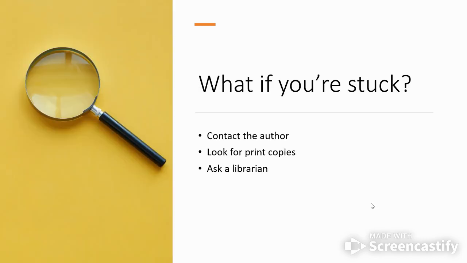What if you're stuck? Despite all of the above, sometimes there are still problems. A few options. You can contact the author, find their email address on their institution's website, look for print copies, for example, in your institutional library or in the British Library, and you can ask a librarian who has various clever tricks to find articles that nobody else is able to get hold of.